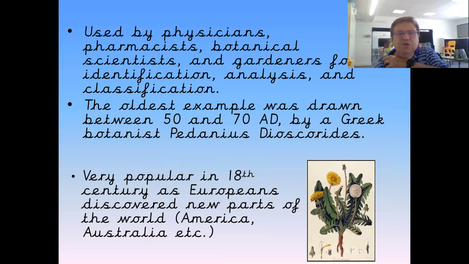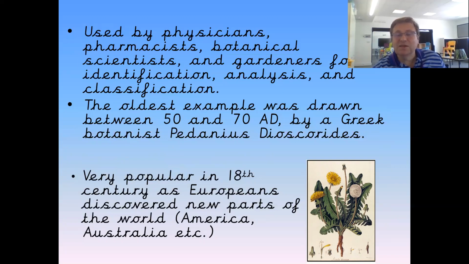Now, these were used by physicians, that's mainly doctors, pharmacists, people who work making medicines, and gardeners, to identify the different plants and classify them so they could talk to each other about the various plants and know what they were talking about. The oldest example, the first example we've seen of a plant drawn for that purpose, was between 50 and 70 AD by a Greek botanist called Pedanius Dioscorides. I'm sorry for my Greek pronunciation then.